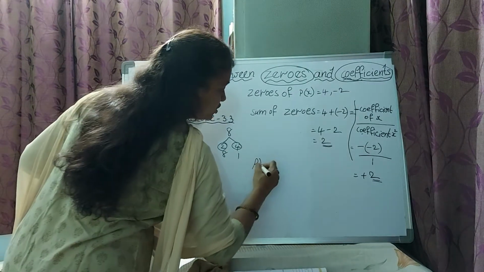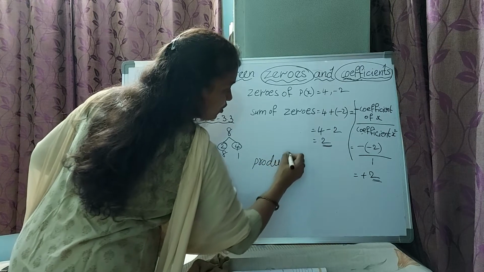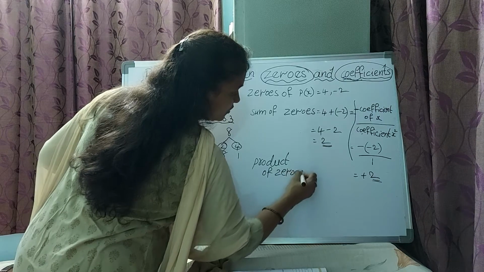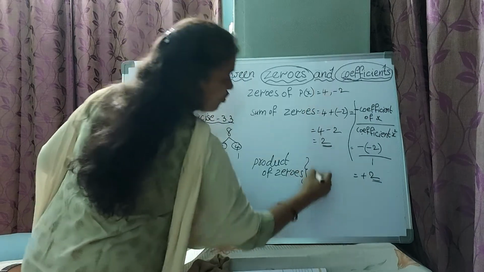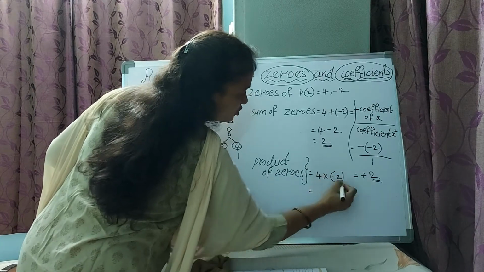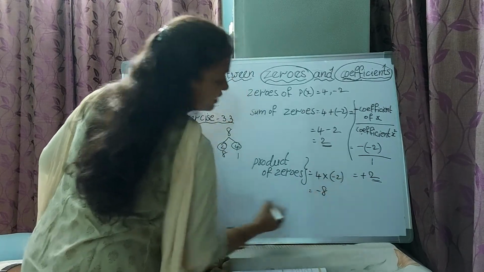Now we have to see the product. What is the product of zeros? Product of zeros. What is the product of zeros? 4 into minus 2. So multiply, 4 twos are 8. Plus into minus, minus, minus 8.